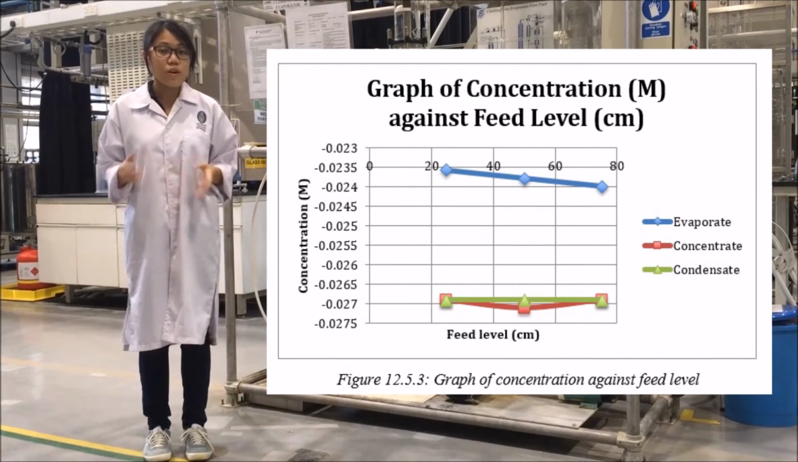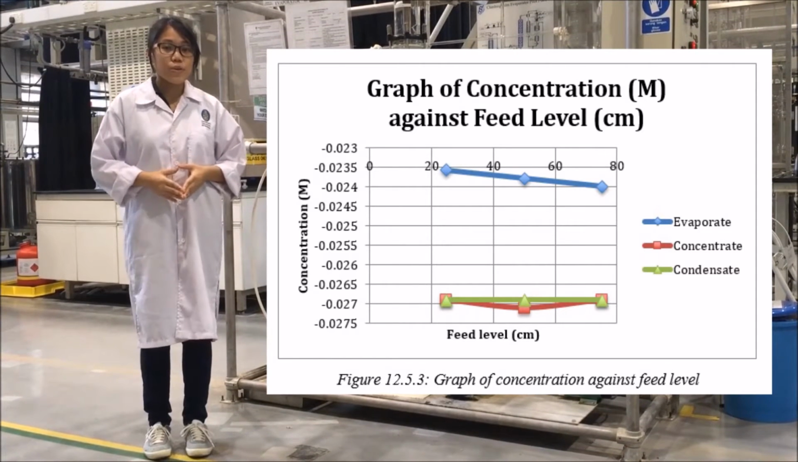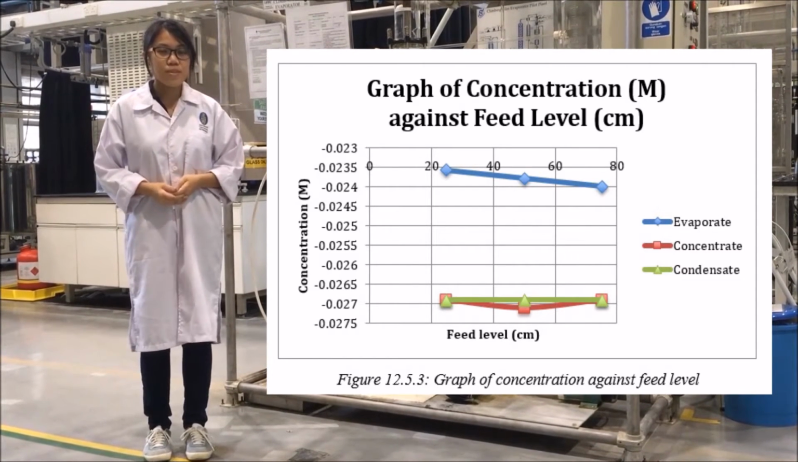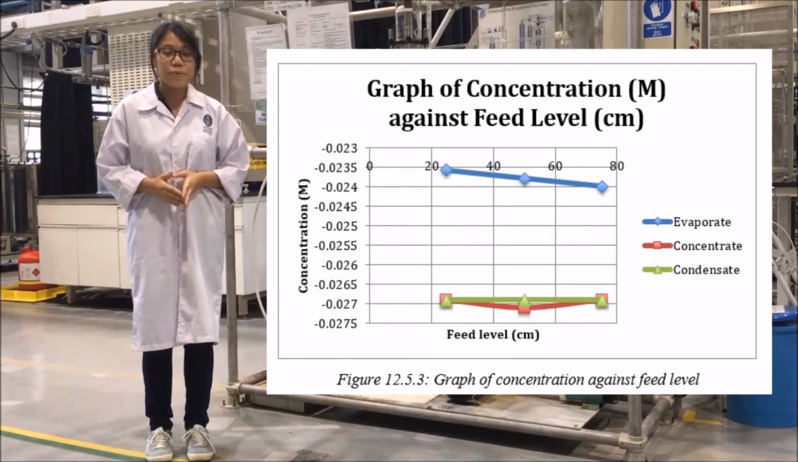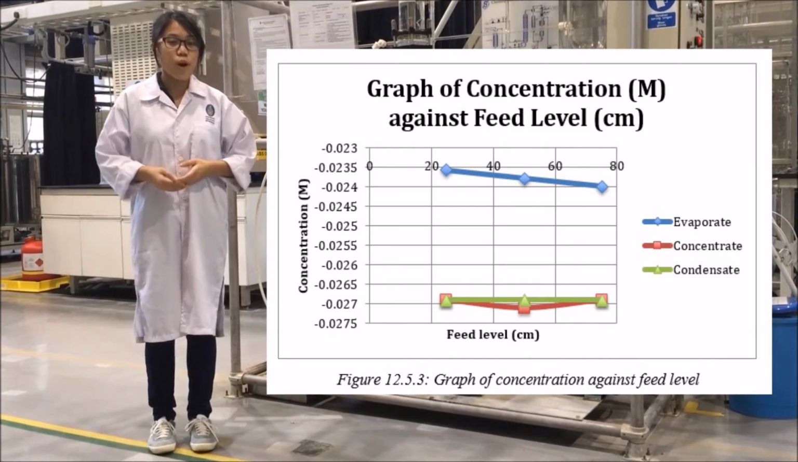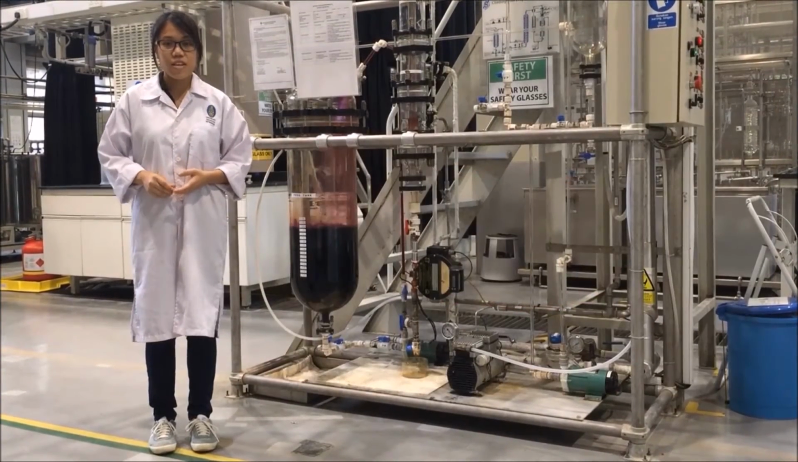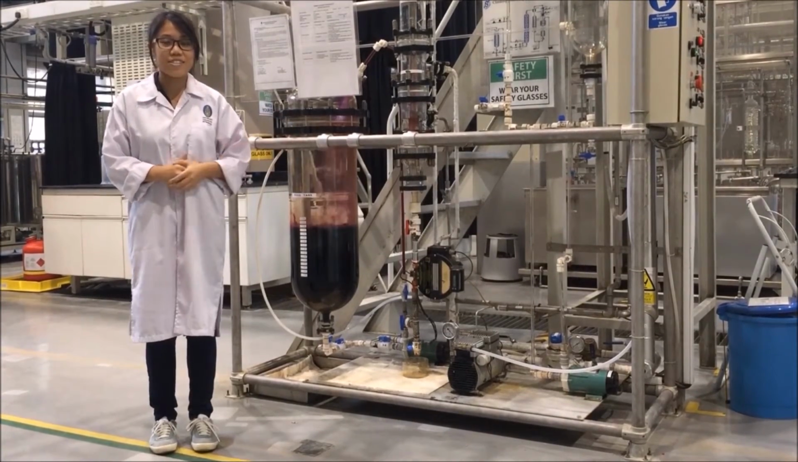This is because a longer time is needed to vaporize the vapor from the solution when we increase the feed level. The concentration for condensate and concentrate are the same because both of them have the same RI index, which is 1.33297. Thus, the concentration for condensate and concentrate are the same.